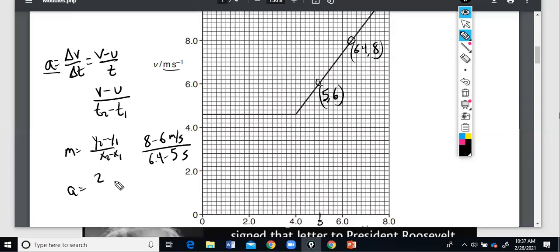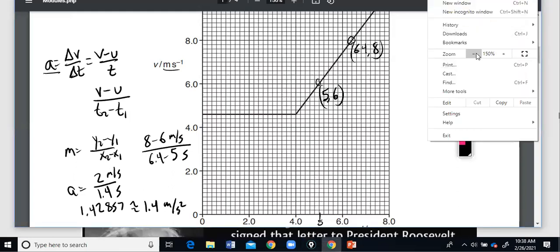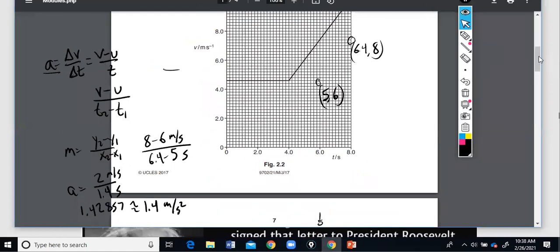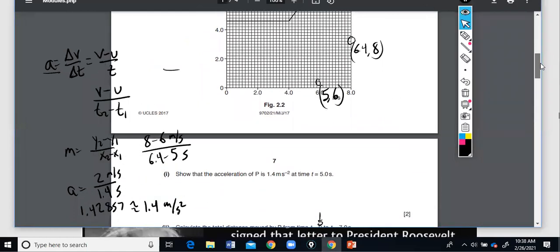And we get 2 over 6.4 minus 5, which is 1.4. So 2 meters per second over 1.4 seconds is 1.42857, which is indeed about 1.4 meters per second squared. Now we zoom out, scroll down. There we go. Show that the acceleration is 1.4. And that's how you do it.